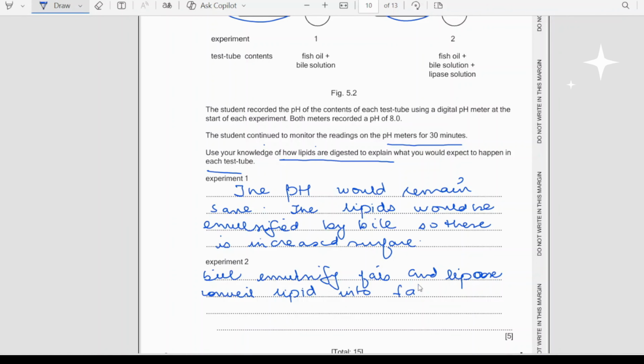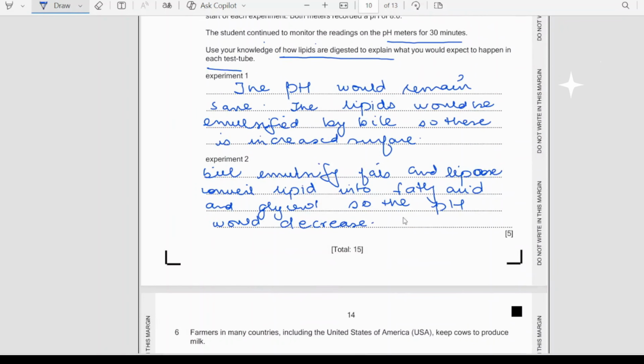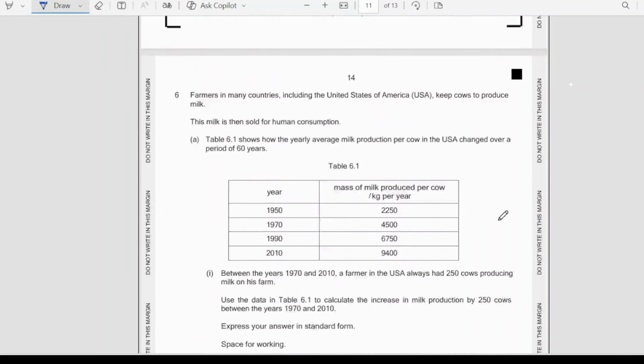Into fatty acids. So basically fatty acids, which are carboxylic acids, are decreasing the pH, into fatty acid and glycerol. So the pH would decrease. Okay, decrease because of, let's write it, fatty acids. Glycerol is not affecting the pH but the fatty acids are, so we need to mention that.